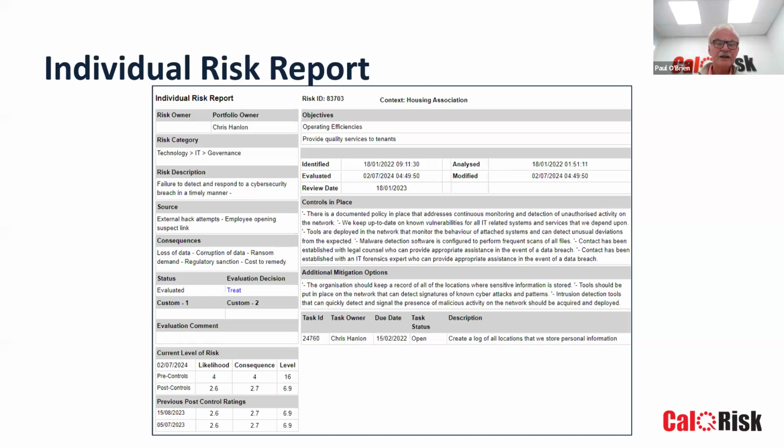I've looked through some of the reports here. One of the things I'm looking at is an individual risk report. So at this level, you're looking at, okay, what does an individual need to know? He needs to know what the additional mitigation options might be. He needs to know what tasks might be associated with the risk. It's a consolidated overview of almost the thing that might turn up on the risk register and beyond. But this is a simple report that informs the individual risk owner.